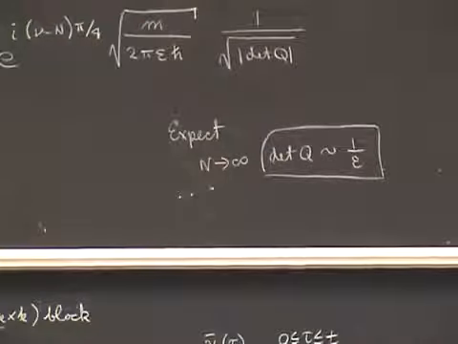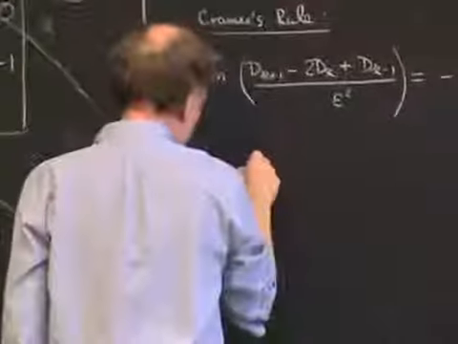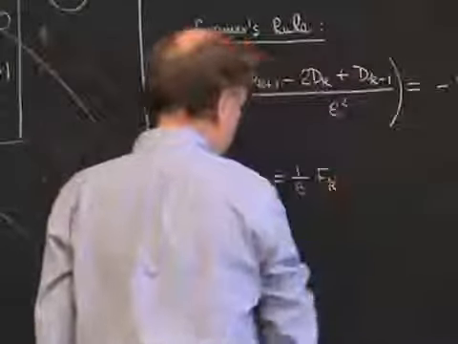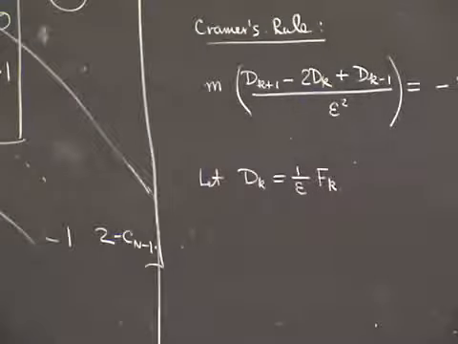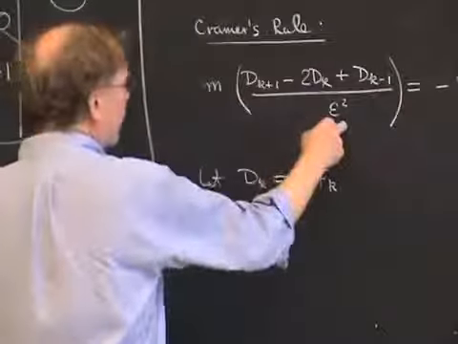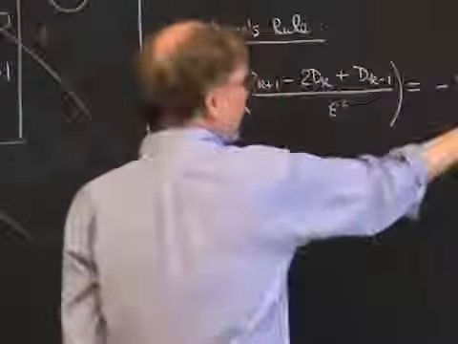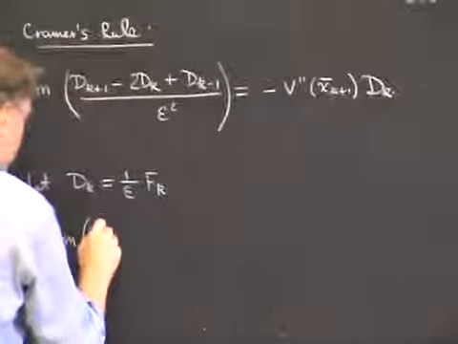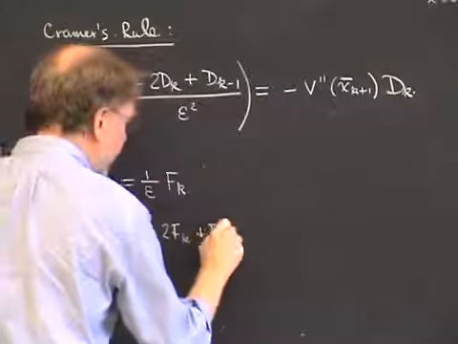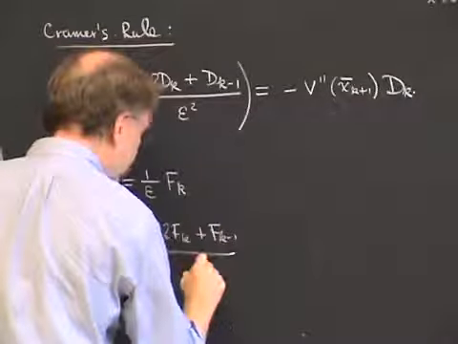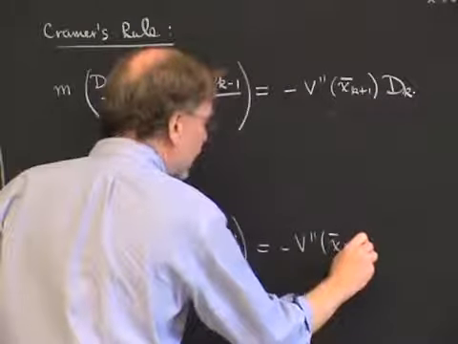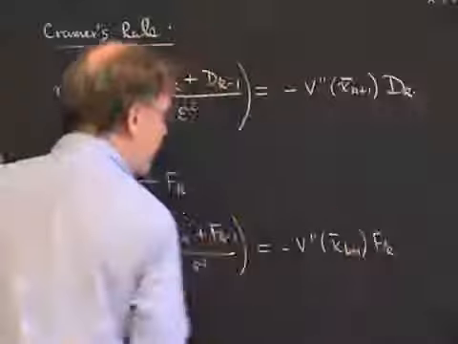So let's just do a simple change of notation. Let's let d_k equal 1 over epsilon times f_k, just to get another name for something, f_k, and to scale out the epsilon, that's all. If we do this, we get the same equation, of course, since it's a linear equation in D, so it becomes the same equation in f. f_{k+1} minus twice f_k plus f_{k-1}, divided by epsilon squared, is equal to minus V double prime of x bar_{k+1} times f_k. It's the same thing, same equation.